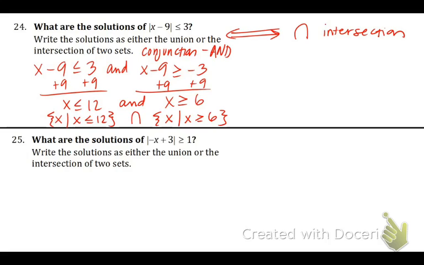So again, "and" is the intersection. So you must use the upside down U symbol. You must know the difference between these two.